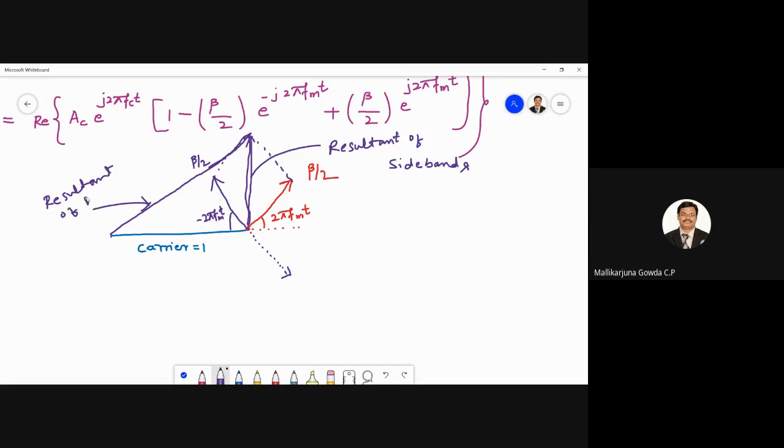Resultant of FM. I think further analysis we will do in the next class. We will see in what way the amplitude of the modulated signal is constant in the case of FM, by comparing this phasor diagram with the phasor diagram of standard AM. Okay, with this I will stop.